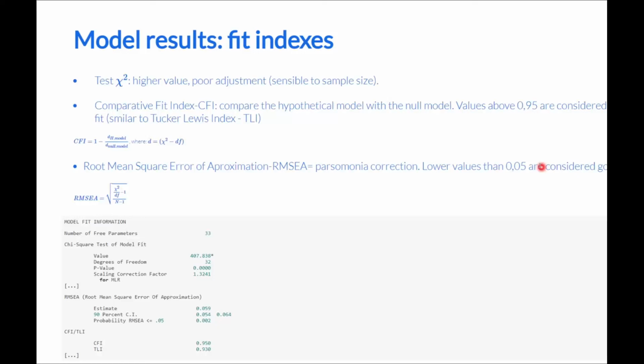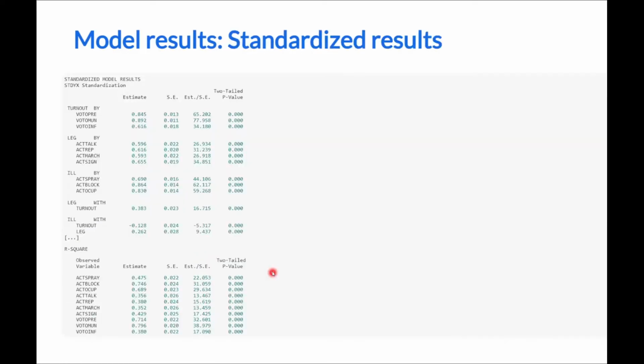The CFI higher than 0.95, TLI higher than 0.95. In this case, it's 0.93. Sorry, and the RMSEA is close to 0.05. Okay. In this case, we can say that this is a good model. Maybe we can improve it a little bit, but it's a good model.